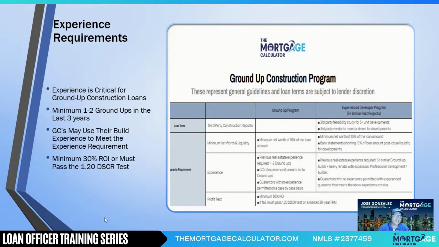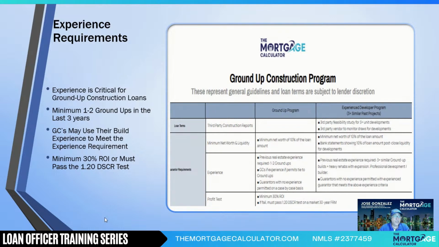For the experienced developer program, they add an additional way you can do it. You can provide bank statements showing 10% of the loan amount post-close liquidity for developments. So it looks like they add an extra little rung there that you have to jump through for experienced developer programs, because those, if they're building multiple homes, then that's a little bit higher risk.